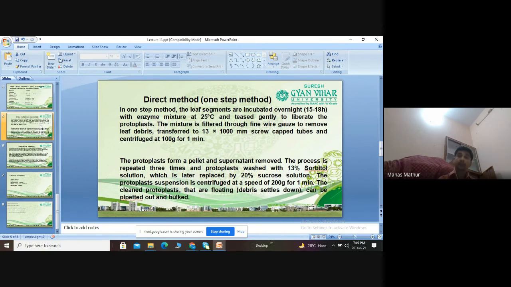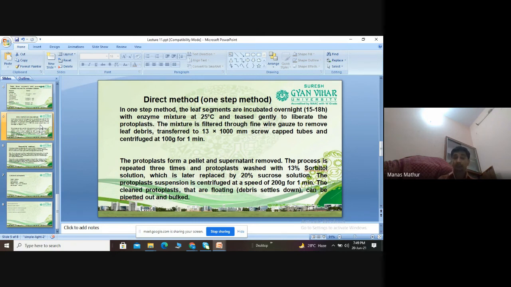Then this step is repeated 3 times, and then the pellet is again washed with 20% sucrose. In this, enzyme is one, centrifuge 2 times. In the second step, 2 times enzymes and 2 times centrifuge. So again, after treating with the sucrose, we will treat the protoplast at 20% sucrose and go for centrifugation. That is at a speed of 200 grams for 1 minute.